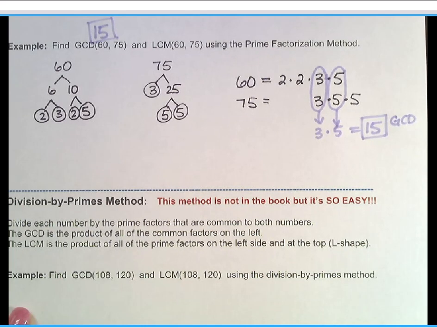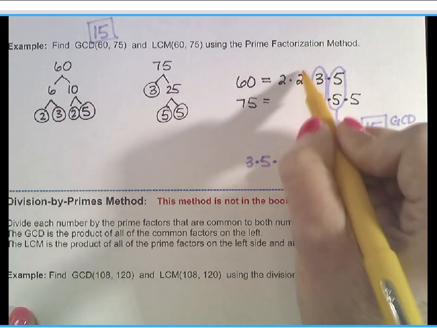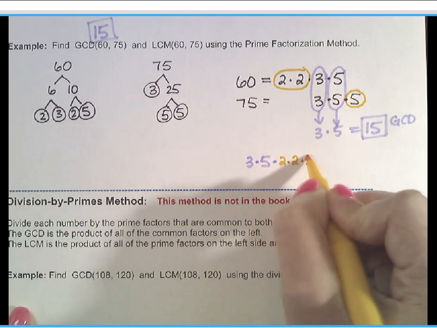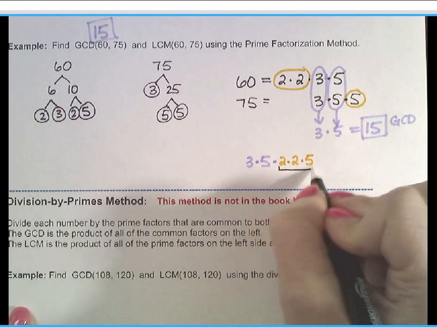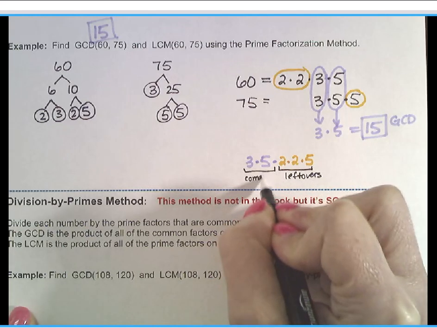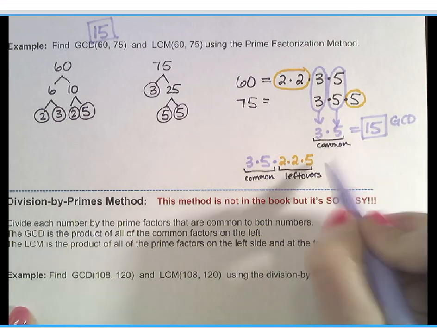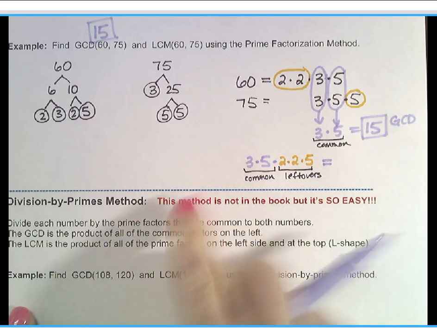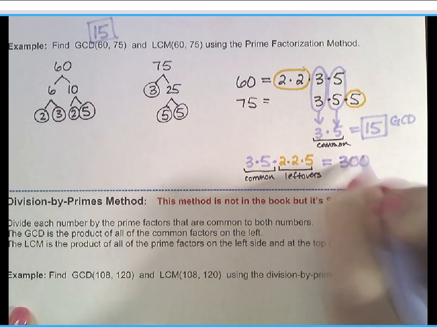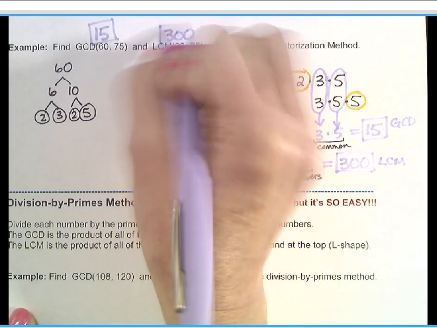The LCM is going to be the common ones, so the 3 and the 5. But also, remember, it takes the leftovers. So it takes the 2 and the 2 and the 5. Those are the leftovers. Just making some notes here. These were common. But if you take the common and the leftovers, you get the LCM. If you multiply all of this together, that's 15 times 20, basically. You get 300. And that is your LCM. So I'll say 300 up there.